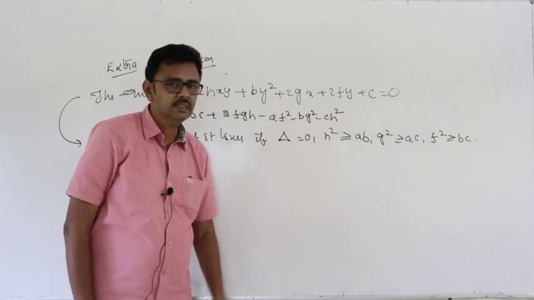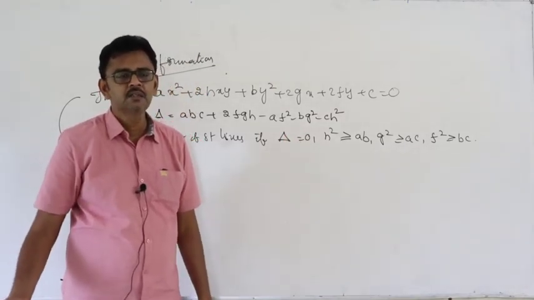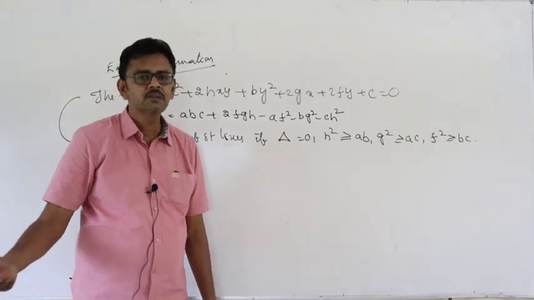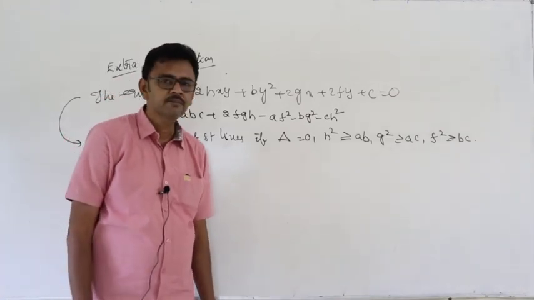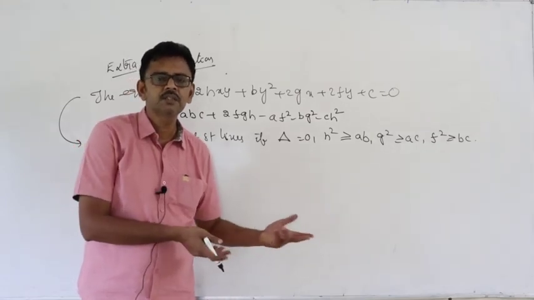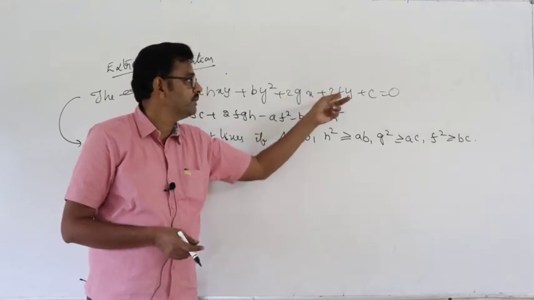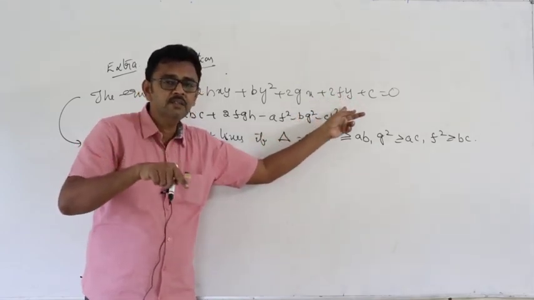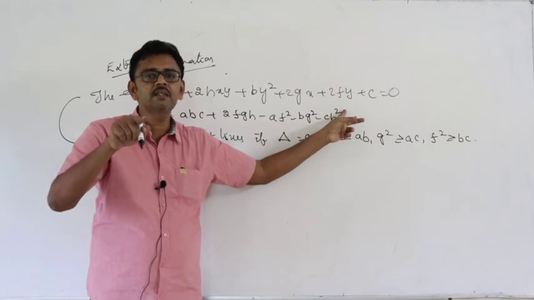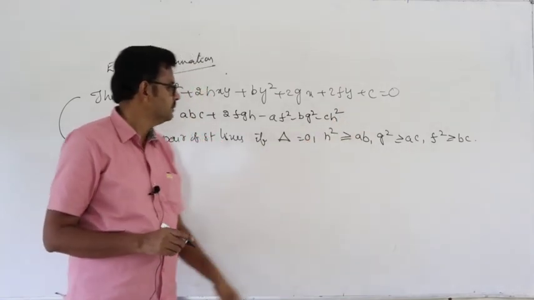Just like your 10th class examination. 10th class means, if you pass in all subjects, then only your 10th class is completed. If any one subject fails, the student is treated as failed. Like this also, the equation does not represent a pair of lines if any one condition fails. Okay?